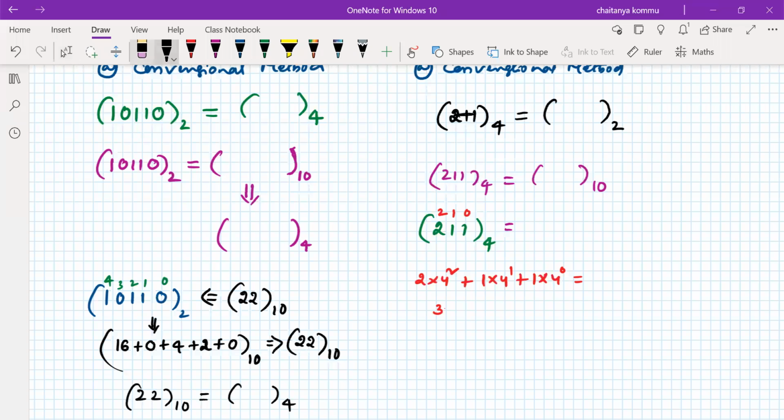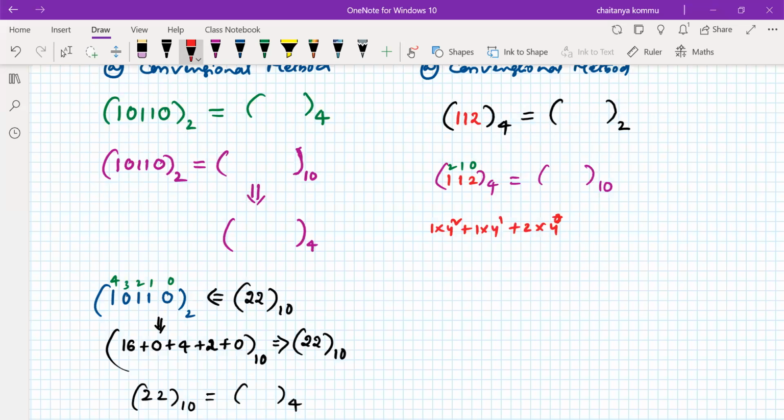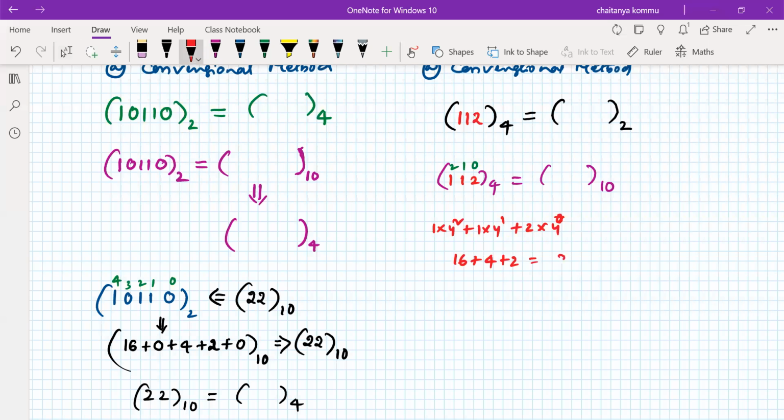This is the same number I want to do, because for verification it could be easy for us. Are you getting what I'm saying? Yes, this is 112, with positions 0, 1, 2. So 1 into 4 square plus 1 into 4 power 1 plus 2 into 4 power 0. What is this value? 16 plus 4 plus 2 is equal to 22 of base 10. Yes, we have done it correctly.